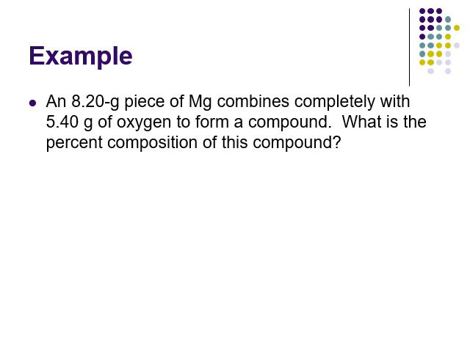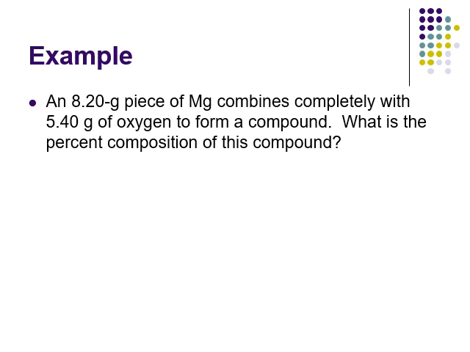An 8.20 gram piece of magnesium combines completely with 5.40 grams of oxygen to form a compound. What is the percent composition of this compound? So we're asking for percent composition. I remember from the previous slide, percent composition is mass of element divided by mass of compound, and I have to do that for as many elements as are present. How many elements do I have present? 2, magnesium and oxygen. So doing it with magnesium, the mass of the magnesium is 8.20 grams.